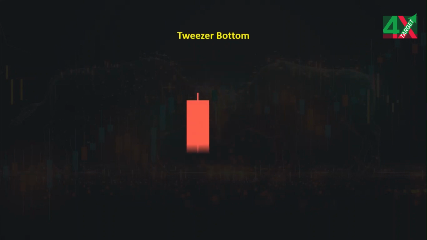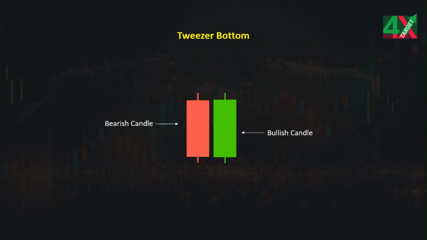Conversely, tweezer bottom forms when two consecutive candles appear with nearly identical lows and similar height, but with opposing directions. The first candle is bearish, showing continued selling pressure, while the second candle is bullish, which signals a potential bullish reversal in the market. This pattern becomes especially significant when it appears at a key support level or after a sustained downtrend. The matching lows indicate that the market found strong buying interest at that price level, rejecting further downside.